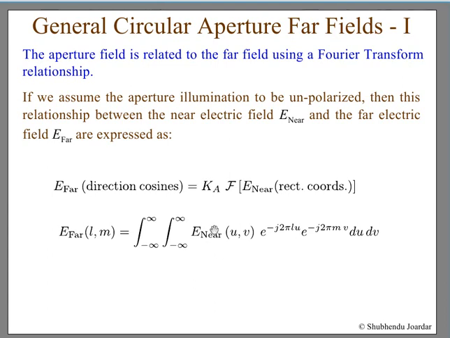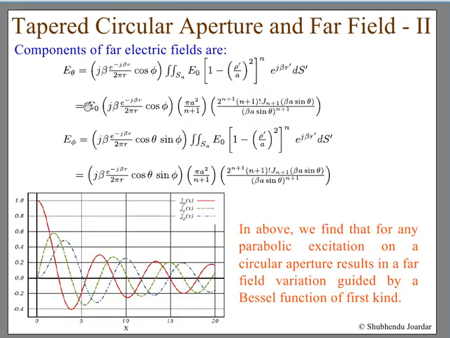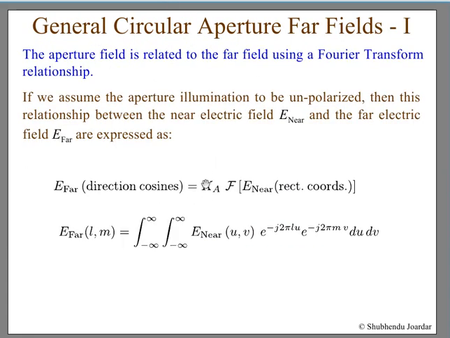Now we have come across this. The aperture field is related to the far field using a Fourier transform relationship. If we assume aperture illumination to be unpolarized, then the relation between near field E near and far field is expressed as follows. For unpolarized cases, in this ideal case for radio astronomy, you can see that E far, a function of direction cosines, is equal to some scaling factor. This particular term you can call the scaling factor.